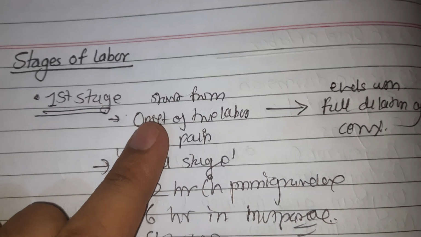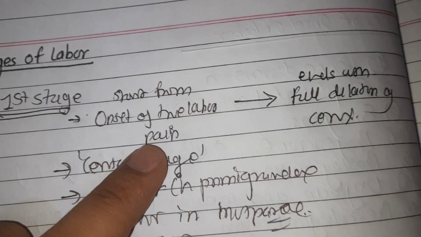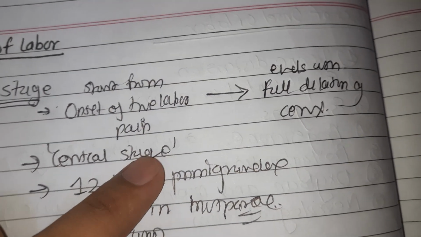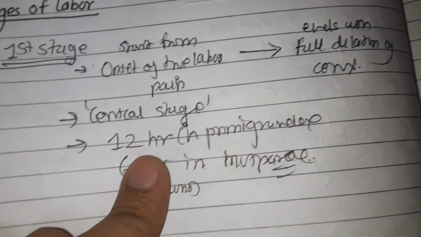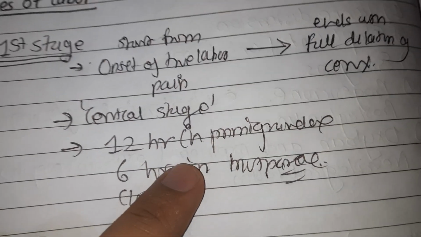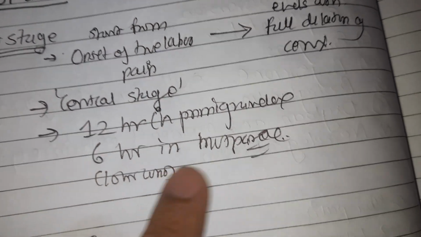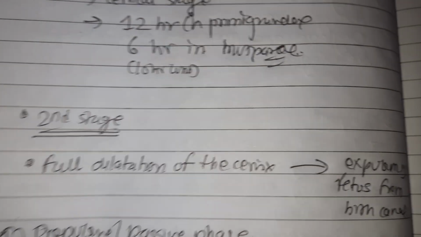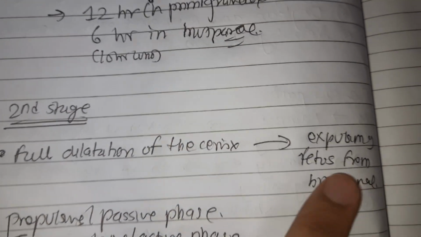The first stage starts from the onset of true labor and ends with the full dilatation of the cervix. In other words, it is the cervical stage of labor, and its average duration is 12 hours in primary gravida and 6 hours in multipara, and according to WHO it is 10 hours in multipara.